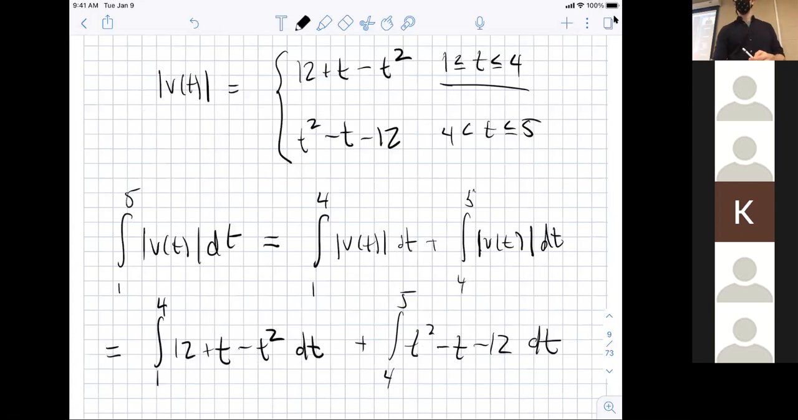Okay. So do we have any questions? Oh, that's a really good question. What if the particle switched directions more than once? It looks like it switched direction just once here. And it can switch directions more than one time. In that case, you do need to break up the integral into even more integrals, one for every interval in which it's going in the positive direction, and one for every interval in which it's going in the negative direction.